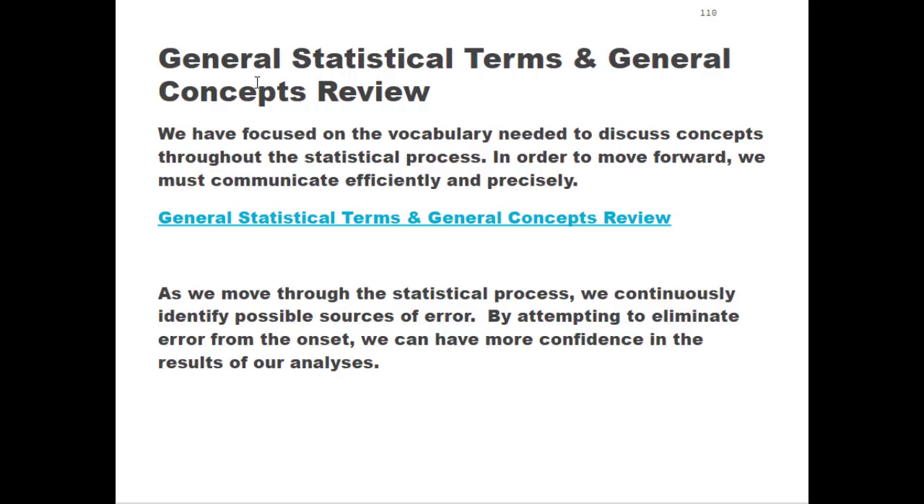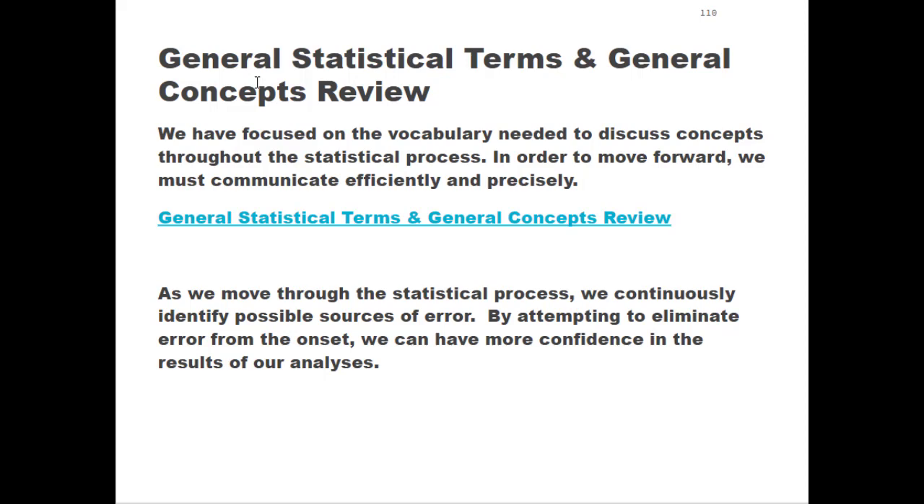I have created a document that has the general statistical terms and general concepts in a Google PDF. You will find the link in the description box below. So you can click on that and you'll have a list of all the terms and concepts. These are really important because we're going to continuously use these words quickly in detail and back and forth throughout the rest of the course. So it's really important that you have a very clear understanding of what each of the terms mean.